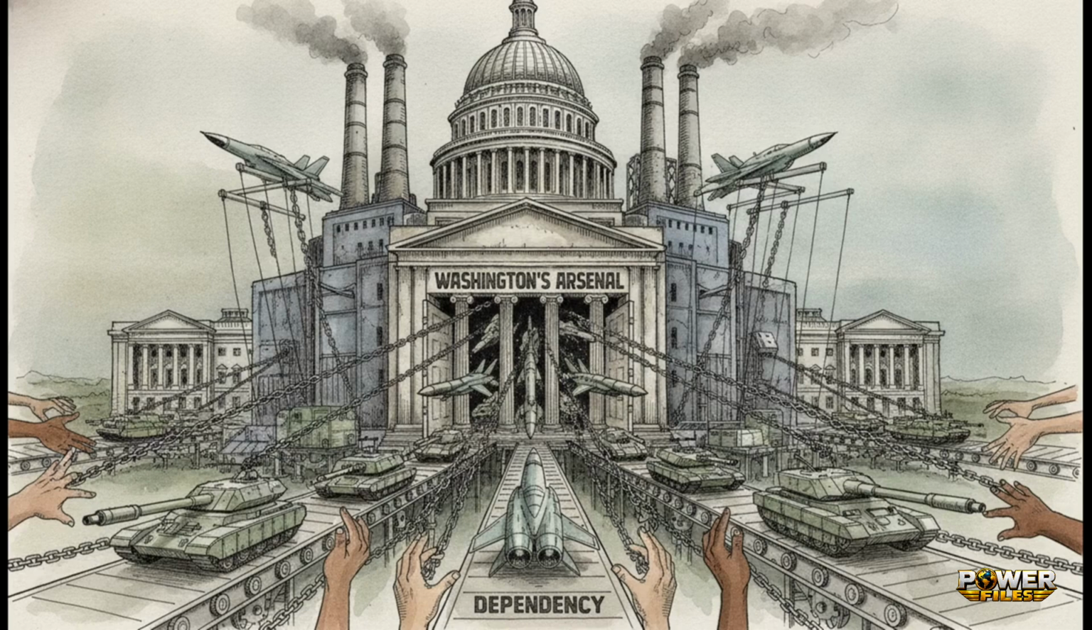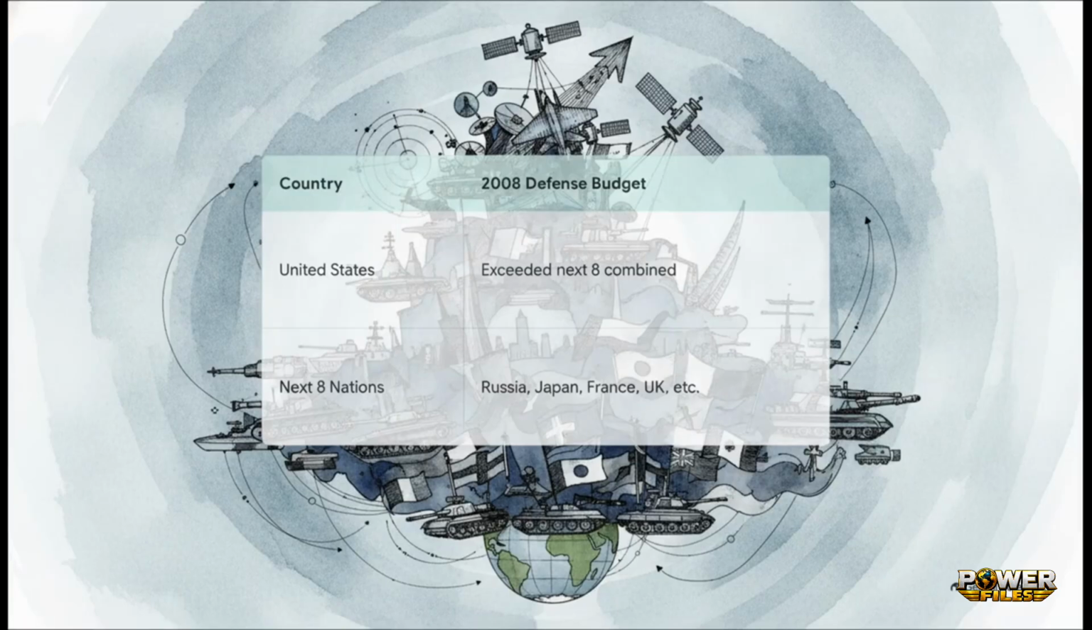I mean, think about it. When you depend on American weaponry and logistics, your domestic and international security agendas are inevitably going to align with Washington. To really put the sheer scale of this brawn into perspective, consider this stat. By 2008, the American defense budget had grown so massive that it actually exceeded the aggregate budgets of the next 8 highest-spending nations combined. We are talking about outspending Russia, Japan, France, the UK, Germany, Italy, and Saudi Arabia, all put together. This cemented the U.S.